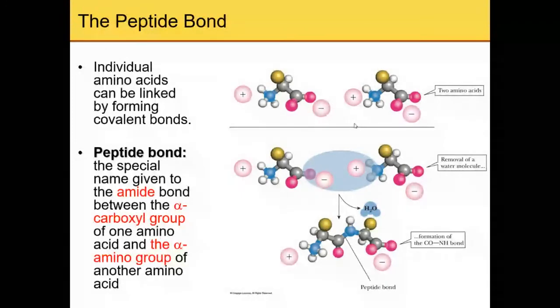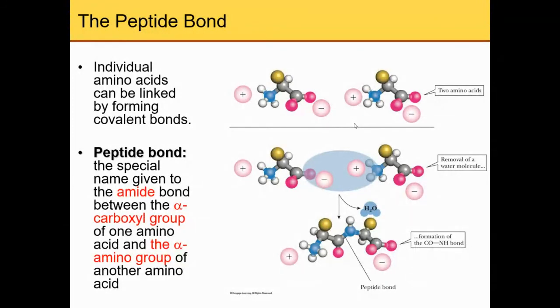And then the peptide bond. Individual amino acids can be linked by forming a covalent bond. Just like the nucleic acid, 5 prime to 3 prime, for the amino acid we have the N terminal to the C terminal. N terminal is always put on the left side, C terminal on the right side. So it's just like DNA 5 prime to 3 prime. You always write the 5 prime from left to right.